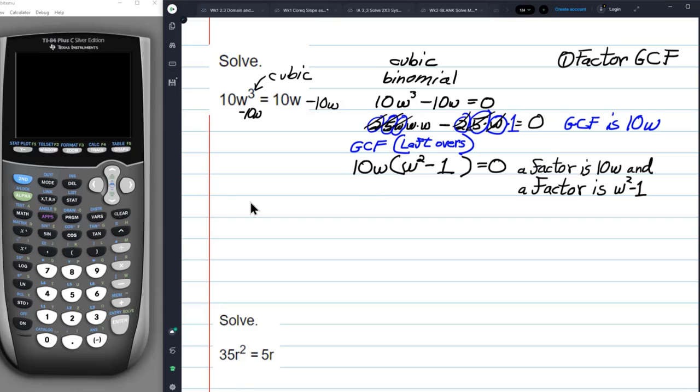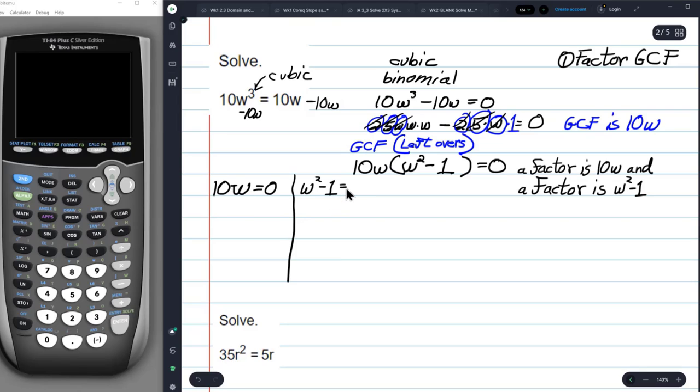So I'm going to move over here and I'm going to write the following: 10W equals 0. And W squared minus 1 equals 0. So that's the first thing I'm going to do. Then I'm going to erase that little thingy I made. Surgery. Okay. Now all I have to do is solve for W. I'm going to divide both sides by 10 and divide both sides by 10. The 10s cancel over here, and I'm left with W equals 0 divided by 10, which if you put that in your calculator, you'll see that the answer is 0.